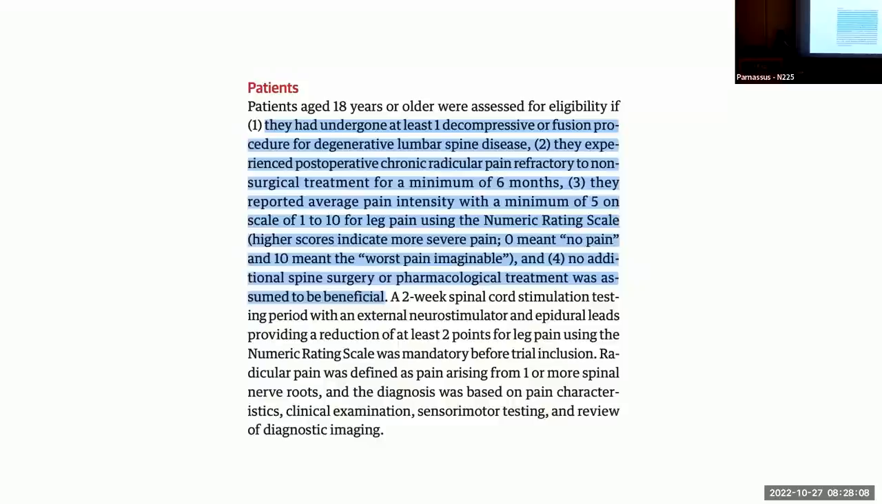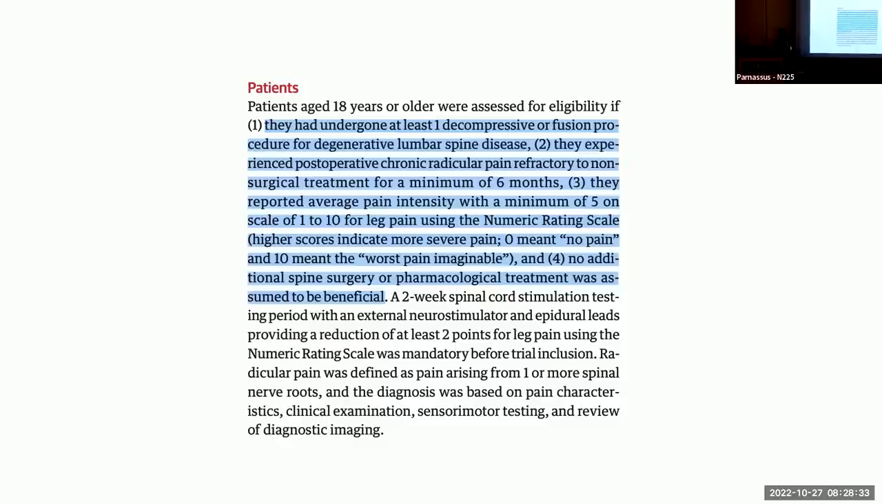So they took people 18 years or older. They'd undergone at least one decompressive or fusion procedure for degenerative lumbar spine disease. They experienced postoperative chronic radicular pain that was refractory to non-surgical treatment for 6 months. They reported average pain intensity with a minimum of 5 on a scale of 1 to 10 using the numeric rating scale. Higher scores mean more severe pain. 0 means no pain, and 10 means the worst pain imaginable.